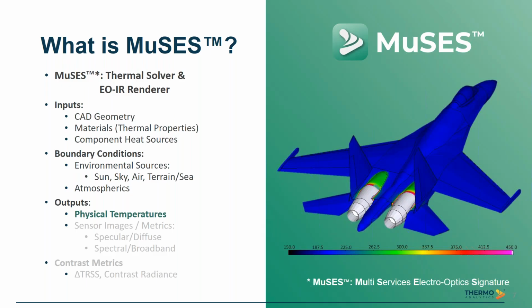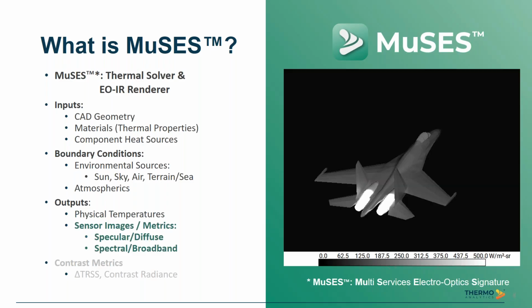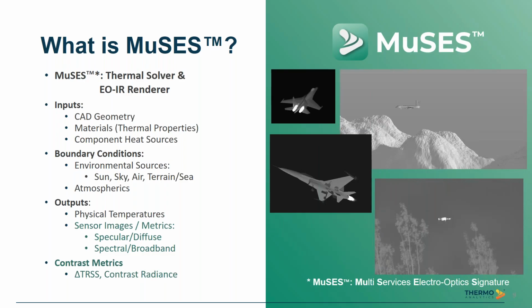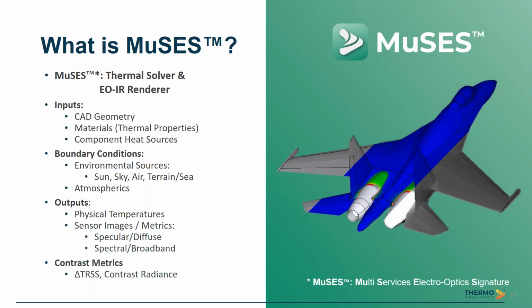Once these are combined, we get a physical temperature prediction of the target. Sensor images, which can be specular or diffuse, as well as spectral or across a broad band. And we can also get contrast metrics such as delta TRSS and contrast radiance. Being able to gather all of this information from one software is what helps make MuSES such a powerful tool for those who care about the IR spectrum.